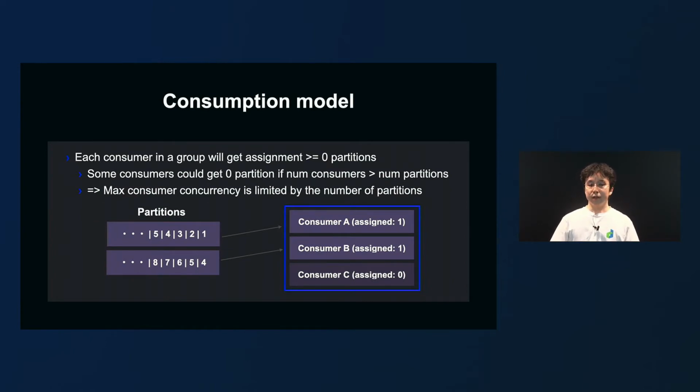Each consumer gets an assignment of either 0 or multiple partitions, but one partition is processed by one consumer. So if the number of consumer instances is higher than the number of partitions, the redundant consumers become idle. Therefore, in Kafka, maximum consumer concurrency is limited by the number of partitions.